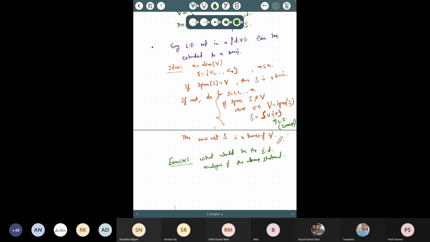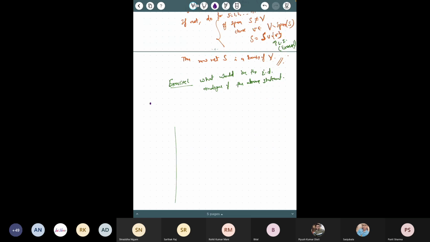The next is, so let me prove the next result. Let W be a subspace of a vector space V. So V is a vector space over F. Then there exists a subspace U of V such that V is equal to W direct sum U.